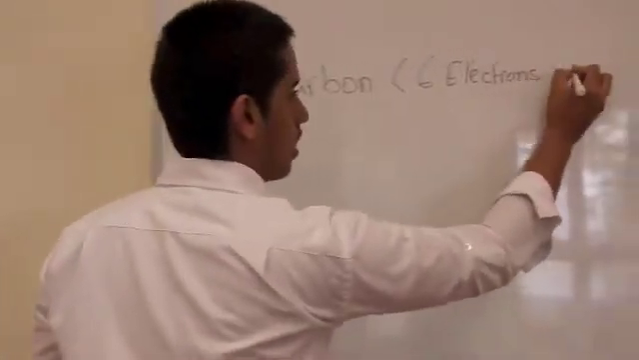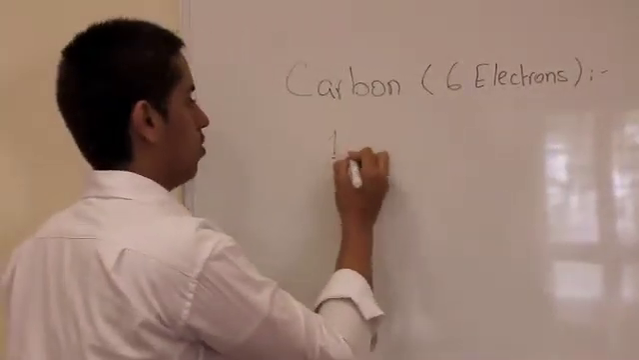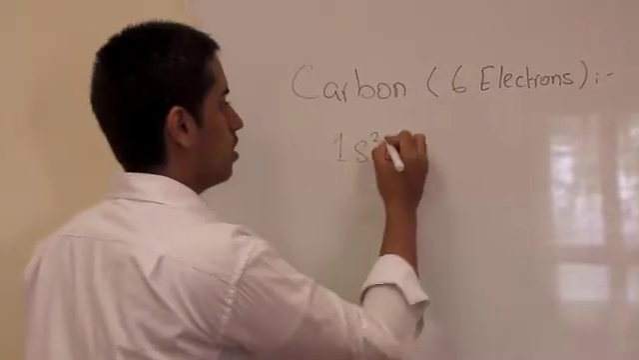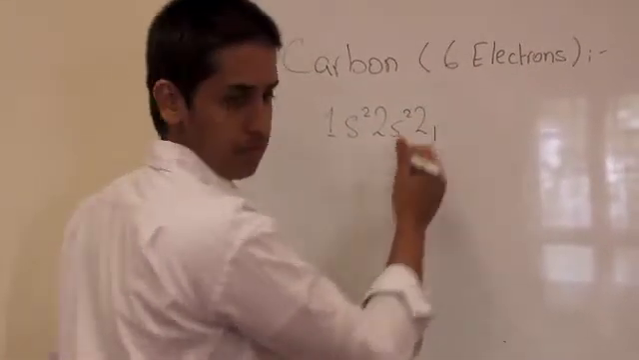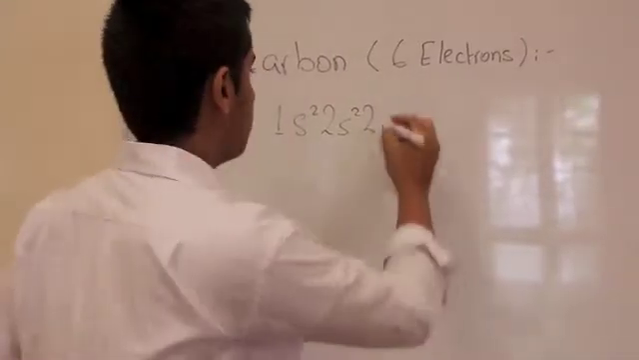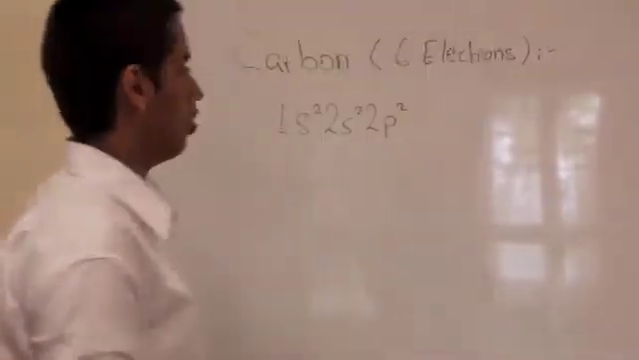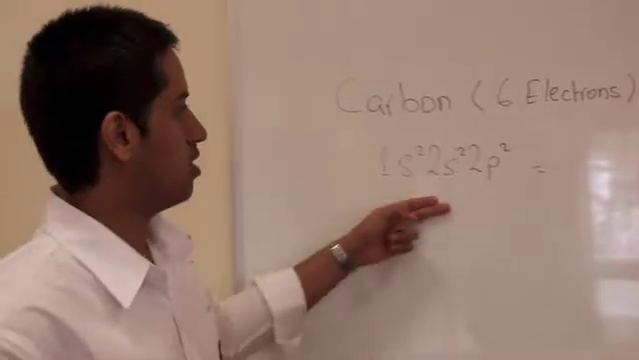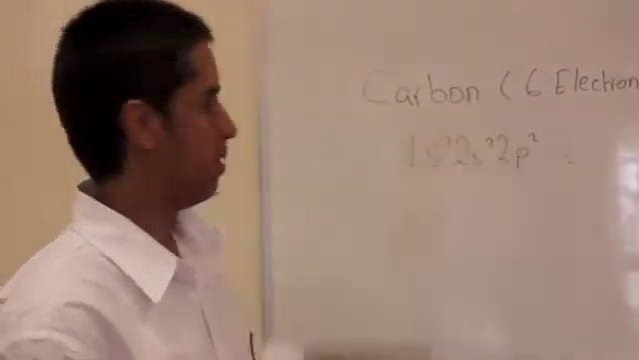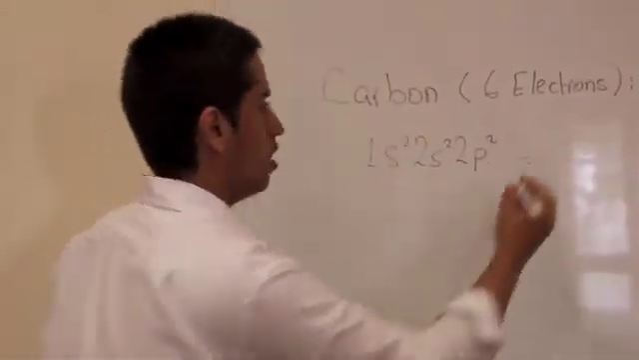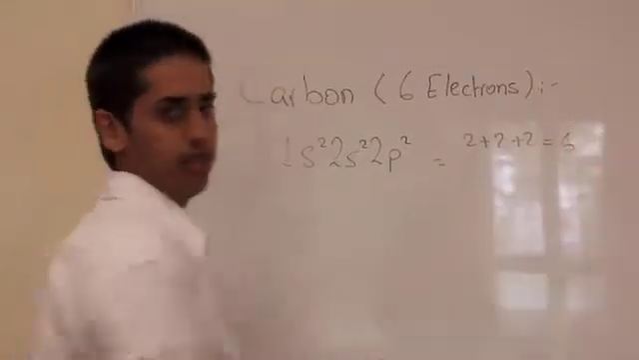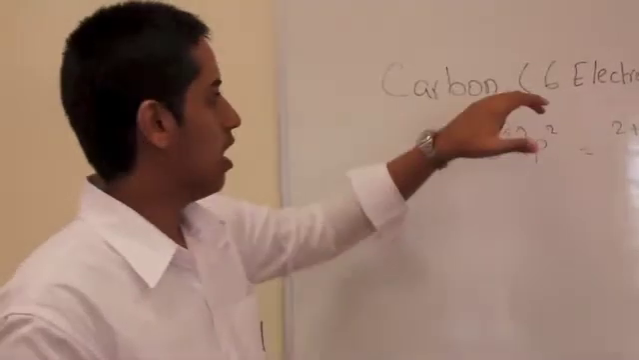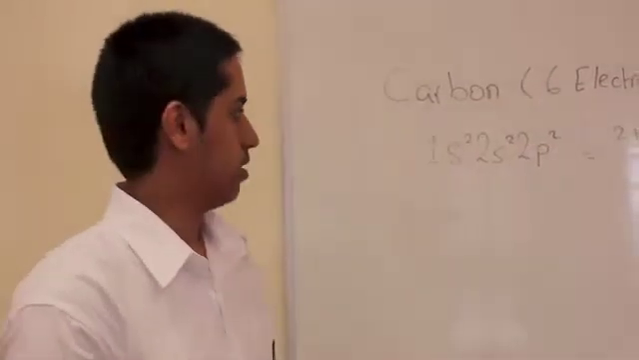So the electronic configuration for it would be 1s squared, 2s squared, 2p2. So how do you know that this electronic configuration is related to carbon? Is by adding all the exponents together. So 2 plus 2 plus 2 would give you 6, which is the number of electrons in carbon itself.